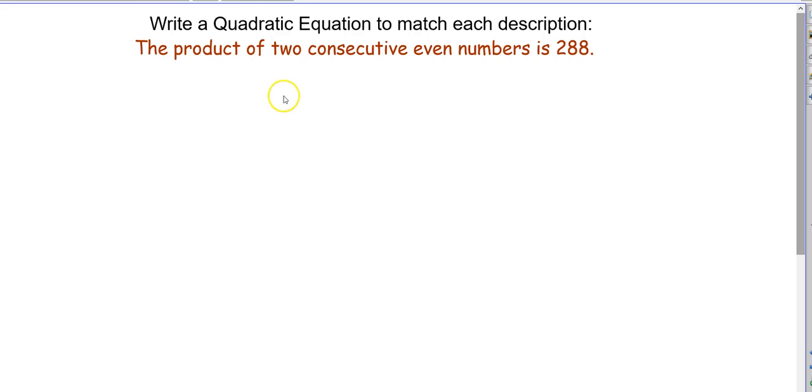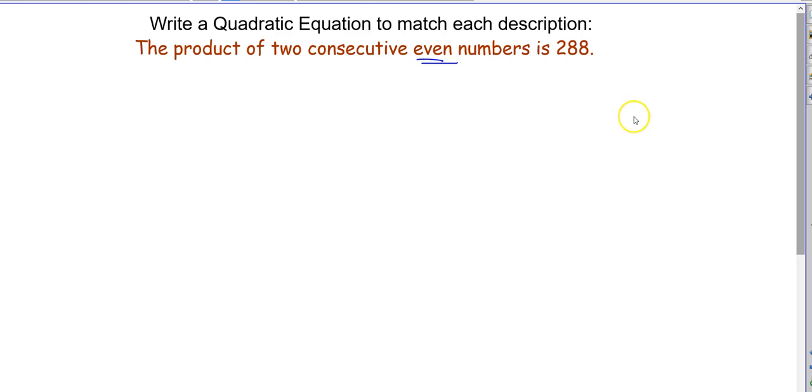Okay, let us derive a quadratic equation from this information. They gave us the product of two consecutive even numbers is 288. Okay, so even numbers. What are the even numbers?